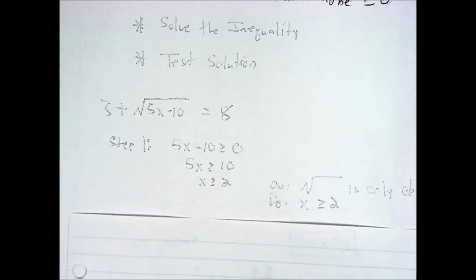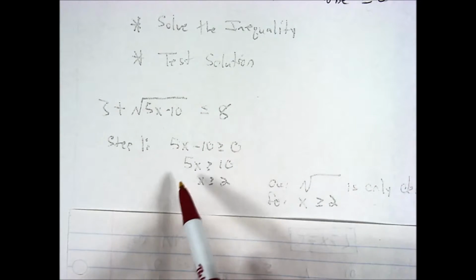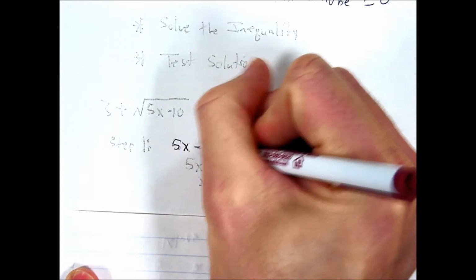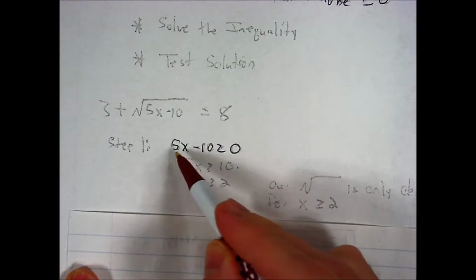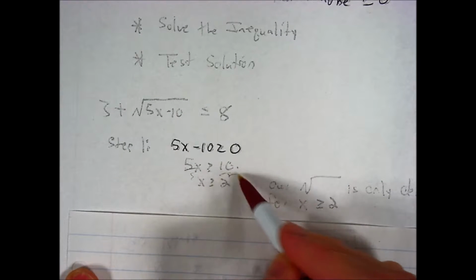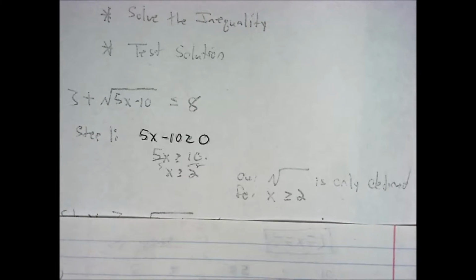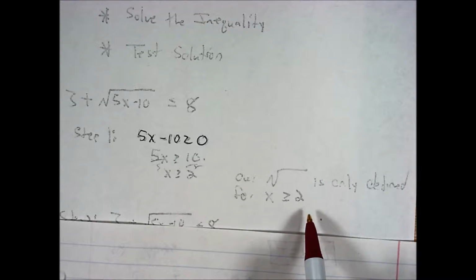So step 1, I need to make sure that 5x minus 10 is greater than or equal to 0. I'm going to add the 10 over, and then divide by 5, and we get x is greater than or equal to 2. So our square root is only defined for x's greater than or equal to 2. If it's less than 2, it's going to give us an issue.